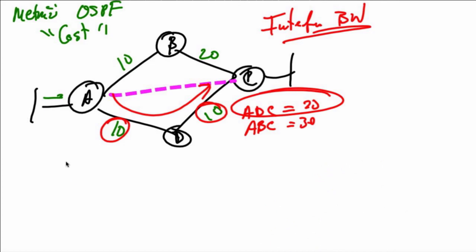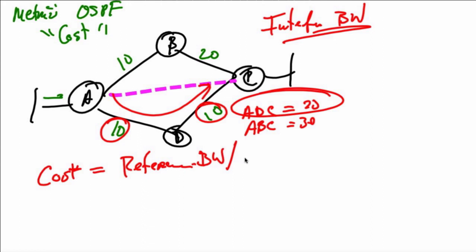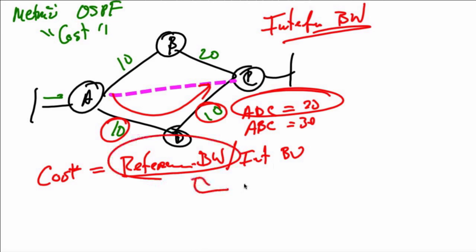Now what we're going to have is a value where cost equals what we call the reference bandwidth, specifically the reference bandwidth divided by the actual configured interface bandwidth. The reference bandwidth is measured in hundreds of megabits per second. So this is the calculation, and the reference bandwidth directly translates to how granular my costs are going to be.